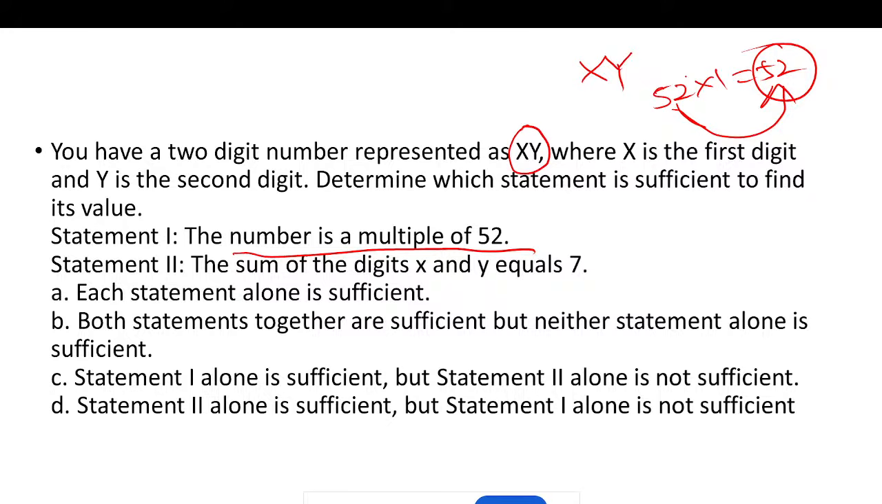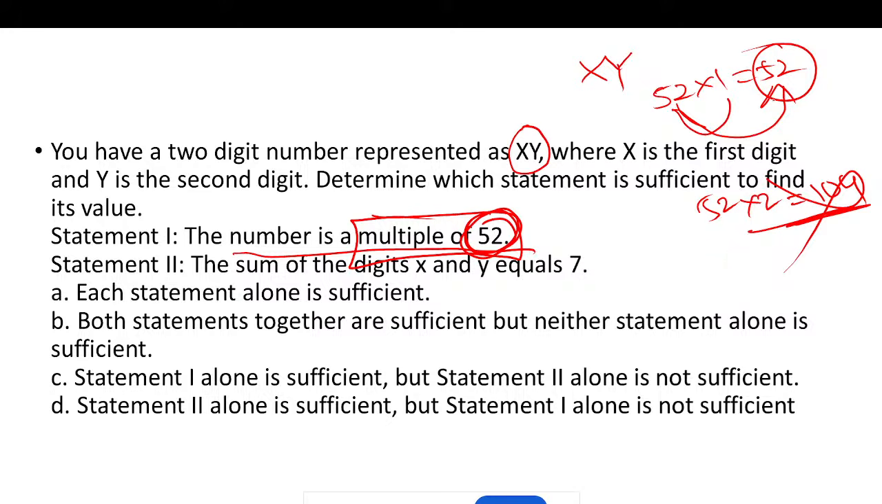They are saying the number is a multiple of 52. The next multiple would be 52 into 2, nothing but 104. 104 is not a two-digit number, but they gave one hint. You have to identify one number which is a multiple of 52. Multiple of 52 might be 52 into 1, nothing but 52. It is a two-digit number. By this we can get this number 52. Statement 1 is sufficient to get that two-digit number.